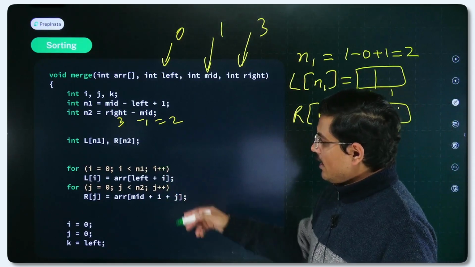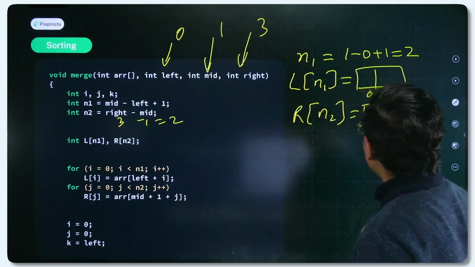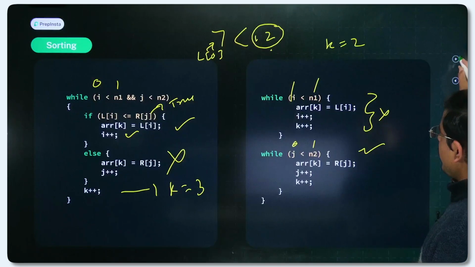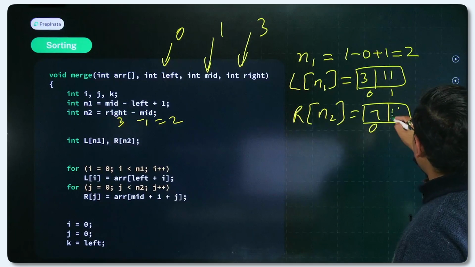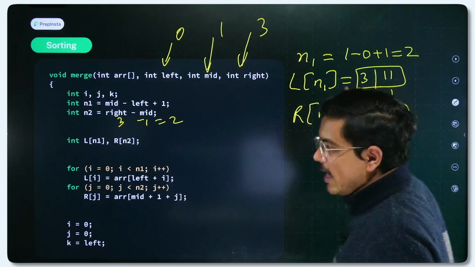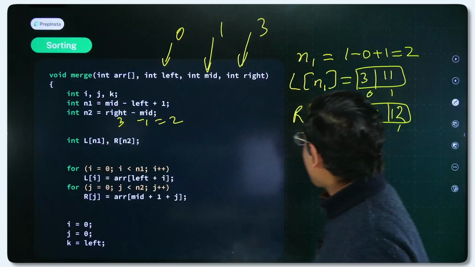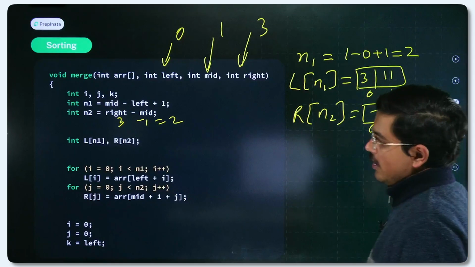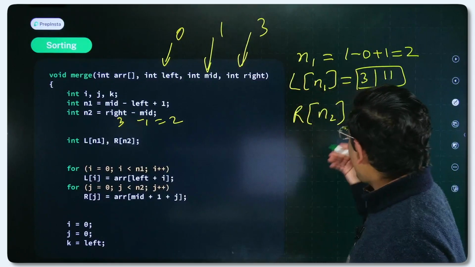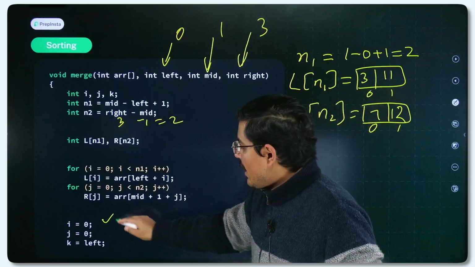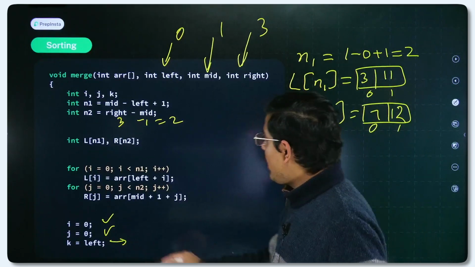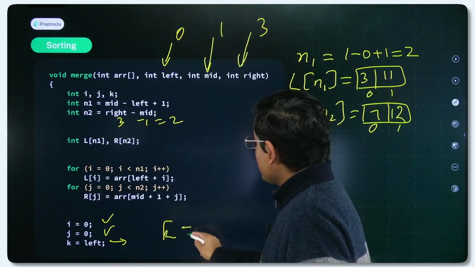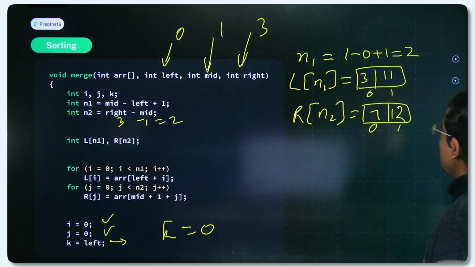Now when I try and insert the elements into these two, what will I get? I'll get 3 and 11 here, 7 and 12 here. Now I have to merge these two arrays in such a manner that I get 3, 7, 11, 12, a sorted array. Okay. So how will I get it? I fix i as 0, j as 0, and in this case k is left, which basically means k is 0. k is starting from 0.